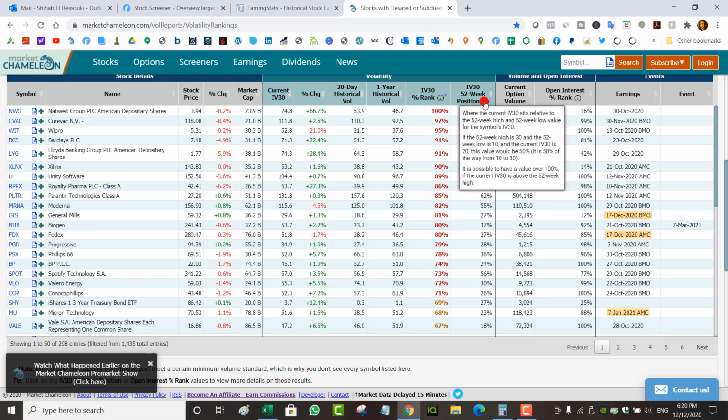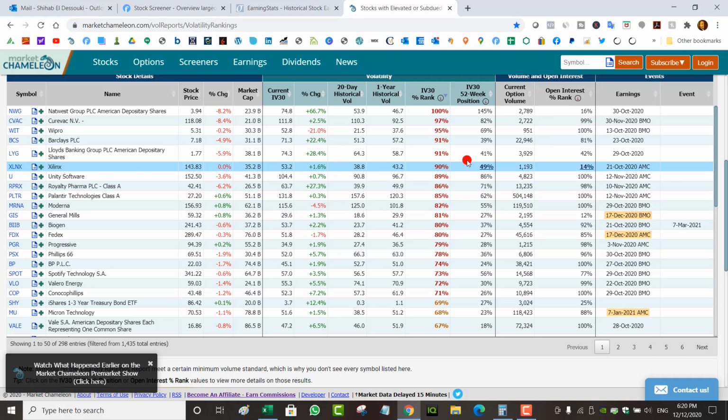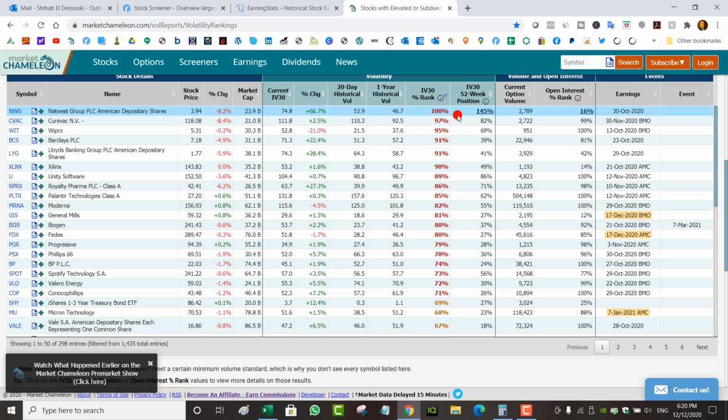But this one, on the other hand, compares the 52-week high and the 52-week low. So where the current IV 30 sits relative to the 52-week high and 52-week low value for the symbol's IV 30. So if the 52-week high IV is 30 and the 52-week low is 10 and the current IV 30 is 20, this IV 30 would be 50%. It is 50% of the way from 10 to 30. So they both have a different calculation of IV rank, but I think they're both suitable. So I use both of them.